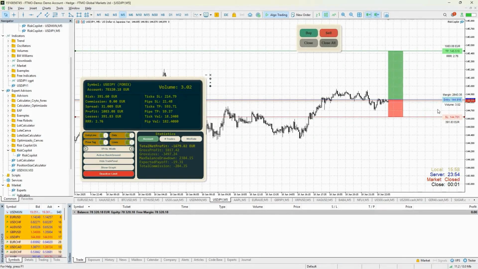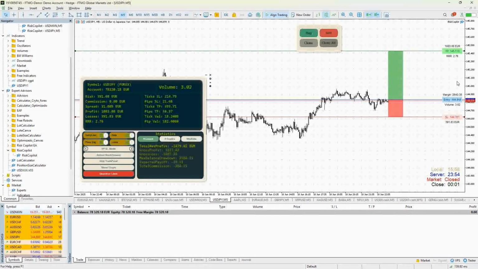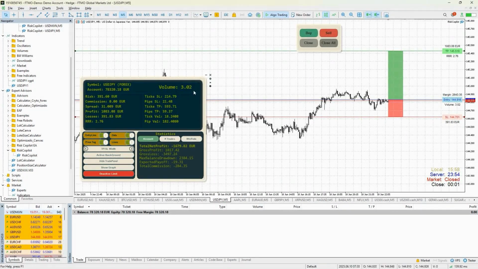How much is the volume? How many ticks are left to the stop loss? That is, how far is the entry line from the stop loss line? In ticks, in pips. Remember, ticks is the last decimal, pips is the second to last decimal. For some who do intraday, who do scalping, the ticks are very important because they represent very small market movements. Here it gives you the value of each tick, also the ticks and pips to take profit.